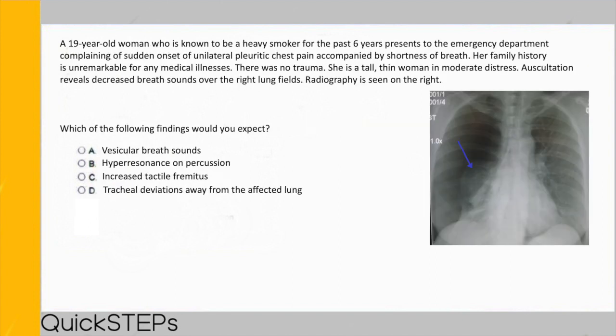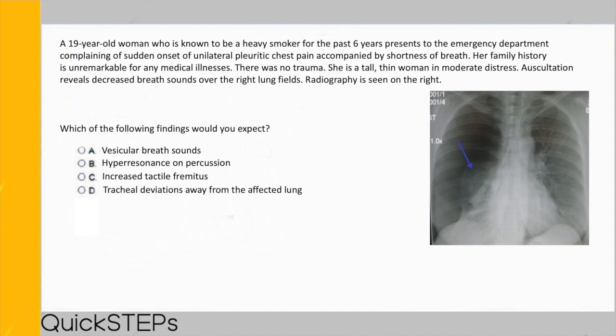Okay, and this is the last question for this video, so please read it over, and then we'll talk about the answer choices. Alright, so we have a 19-year-old woman who is known to be a heavy smoker for the past 6 years, presents to the emergency department complaining of sudden onset of unilateral pleuritic chest pain, accompanied by shortness of breath. Her family history is unremarkable for any medical illnesses. There was no preceding trauma. She's a tall, thin woman in moderate distress. Auscultation reveals decreased breath sounds over the right lung fields.